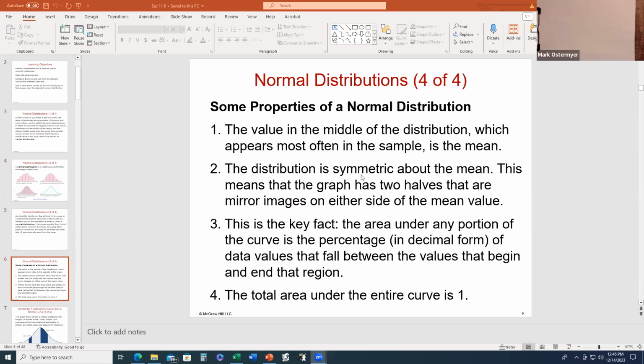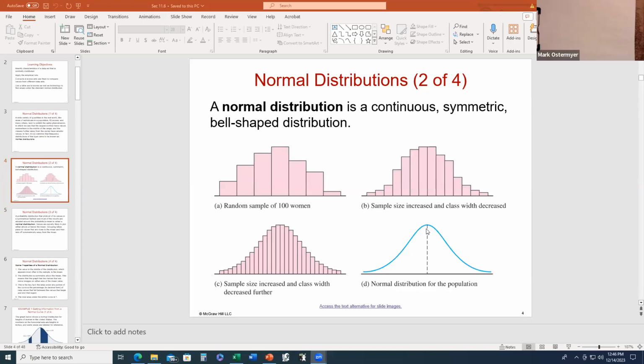The distribution is symmetric about the mean. This means that if you were to fold this graph about this vertical dashed line, the curve on the right would mesh up perfectly with the curve on the left. We call that symmetry with respect to this vertical dashed line here. Perfectly symmetric.